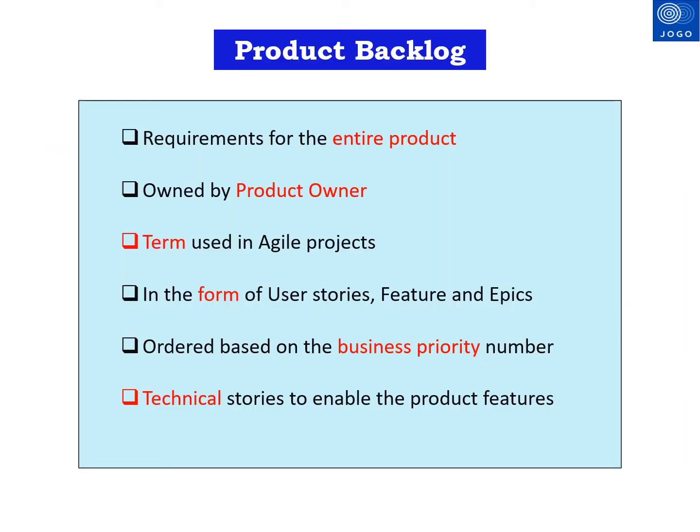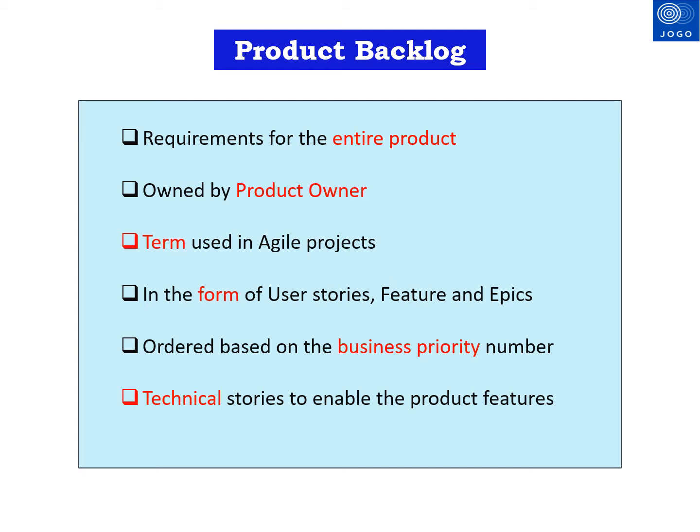Let us see what is product backlog. Product backlog is the list of requirements of the entire product that will satisfy the end user needs. Product backlog will be owned by the product owner. This term is used in agile projects to refer to the requirements.